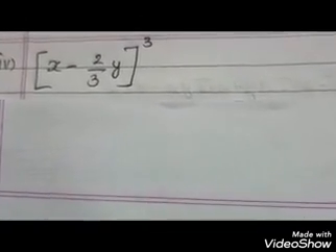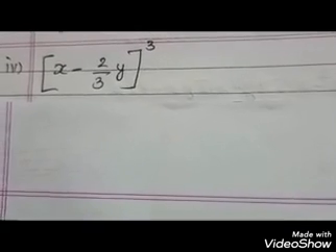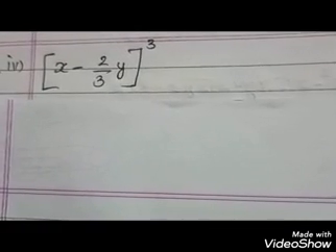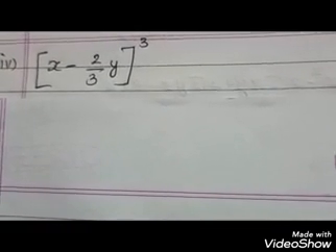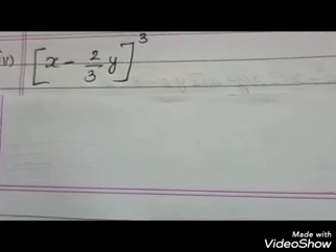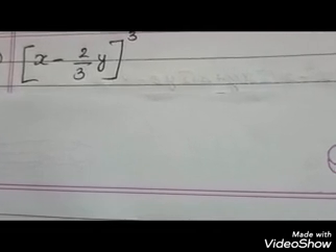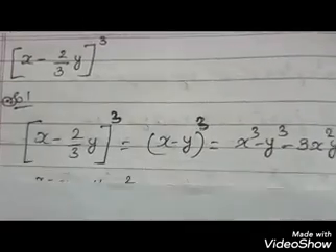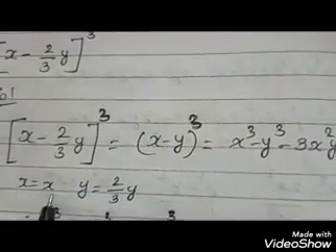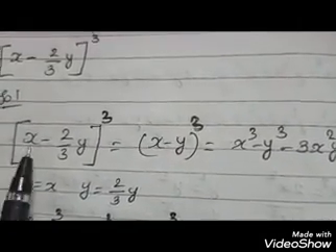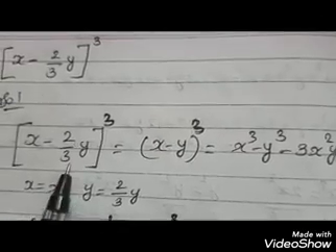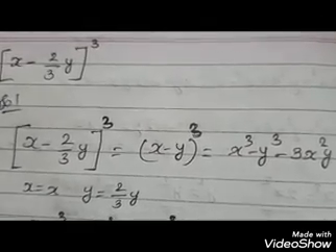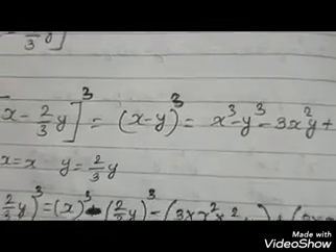Now the fourth question, (x minus 2/3 y) the whole cube. This is of the form (x minus y) the whole cube, so the expansion is x cube minus y cube minus 3x square y plus 3x y square. We take x equal to x and y equal to 2/3 y, and directly substitute as usual.